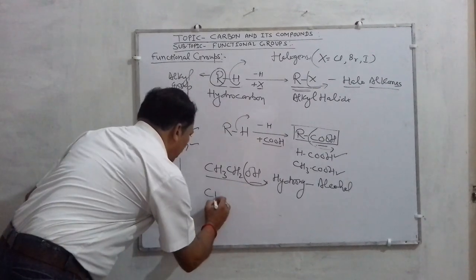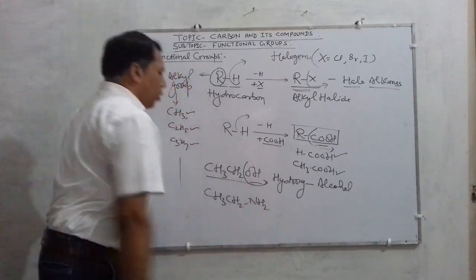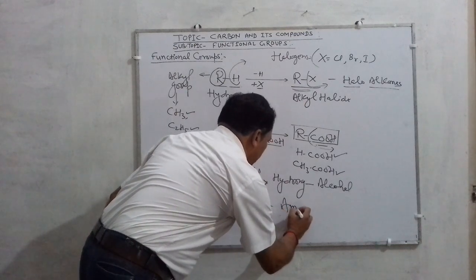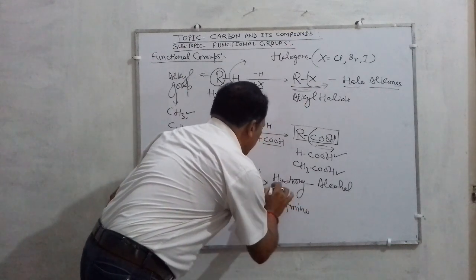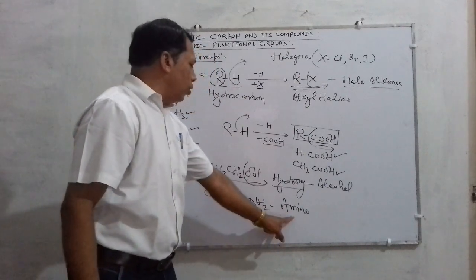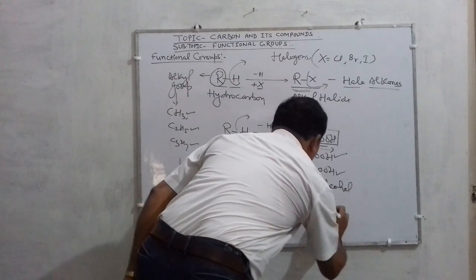Similarly, suppose I am writing CH3CH2NH2. This NH2 represents the amino group. Like here you say OH is hydroxy, similarly this NH2 is termed amino group, and this compound is called amine.